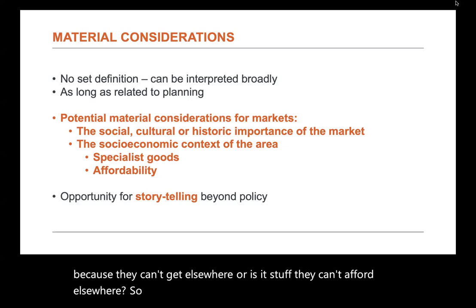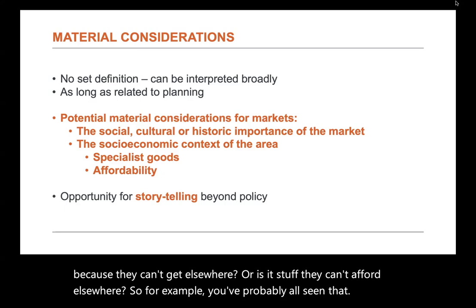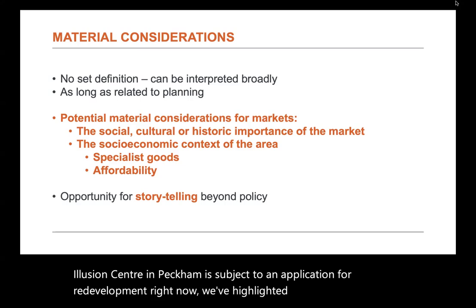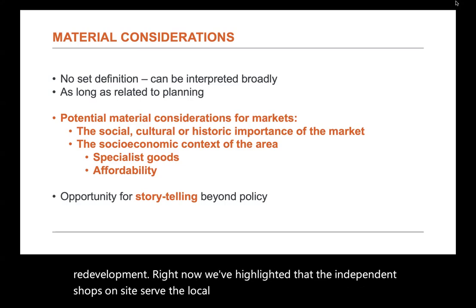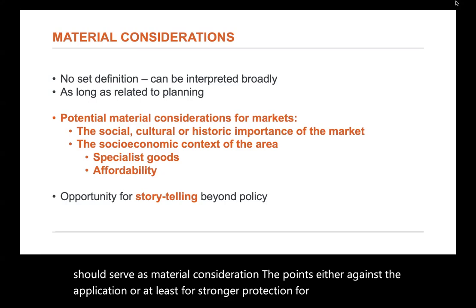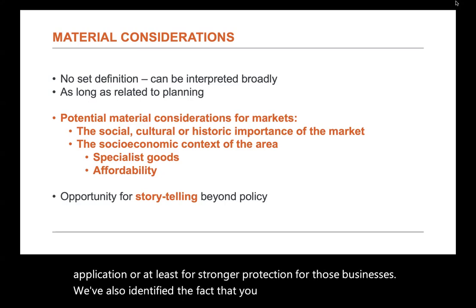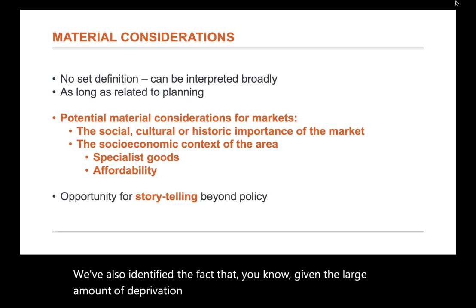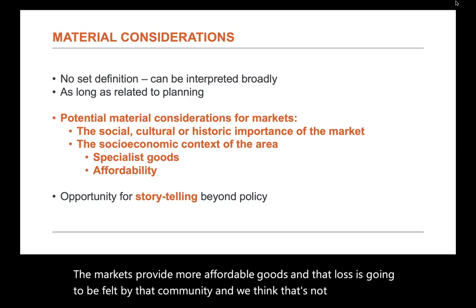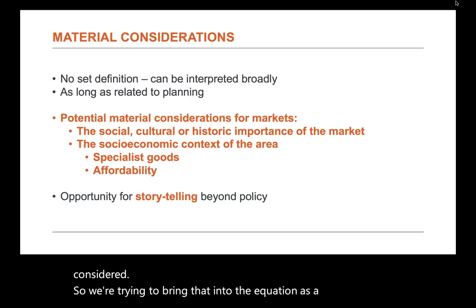So, for example, you've probably all seen that the Aylsham Centre in Peckham is subject to an application for redevelopment right now. We've highlighted that the independent shops on site serve the local West African population, and we think that their displacement hasn't been properly considered, and that should serve as a material consideration, either against the application or at least for stronger protection for those businesses. We've also identified the fact that, given the large amount of deprivation in Peckham, which is borne out in the evidence, the markets provide more affordable goods, and that loss is going to be felt by that community. And we think that's not been properly considered. So we're trying to bring that into the equation as a material consideration as well.